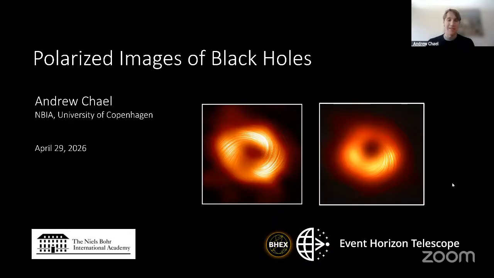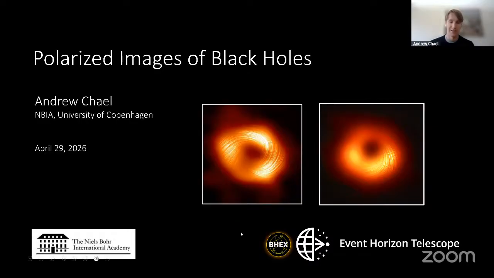As Alejandro said, I will be talking all about polarized images of black holes. Here are the two polarized images of black holes we have so far, of the galactic center Sagittarius A star and M87. Hopefully in this talk, I'll give you a whirlwind tour of how we get these images and convince you that they're important and interesting, and that we can learn a lot from them about both physics and potentially gravity.